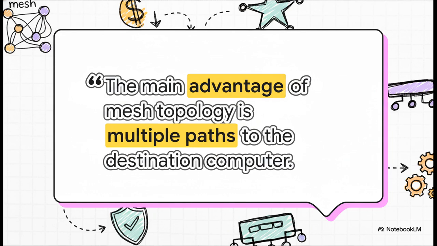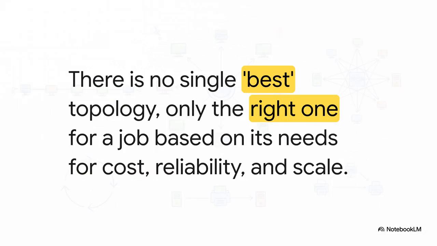And that really gets to the heart of why you'd ever choose something like mesh. You're paying all that money and dealing with all that complexity for one single killer feature. Having so many paths that your data is basically guaranteed to get through no matter what happens. So at the end of the day, there's no single best topology. It just doesn't exist. There's only the right one for what you're trying to do. And that choice is always going to be a careful balance between cost, how reliable it needs to be, and how big you need it to be.